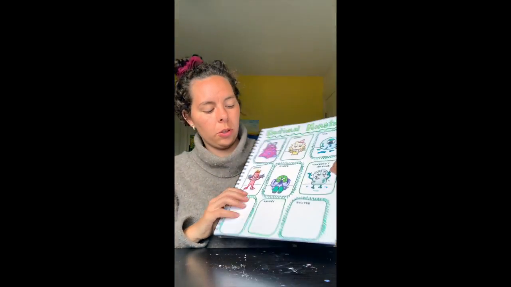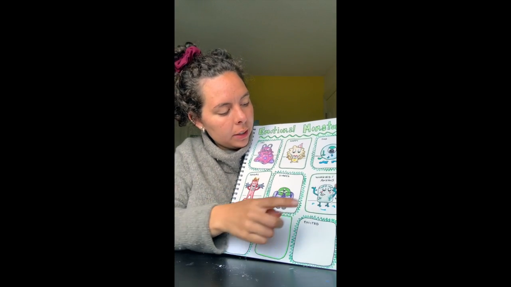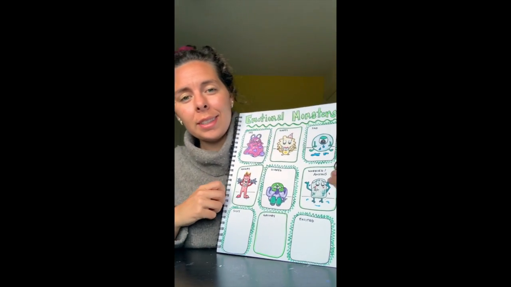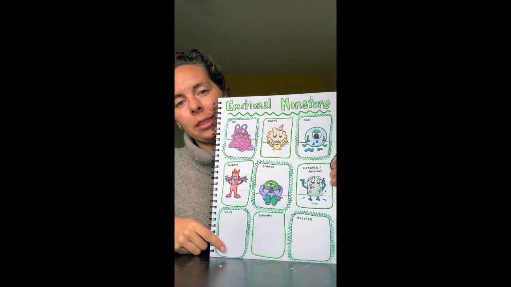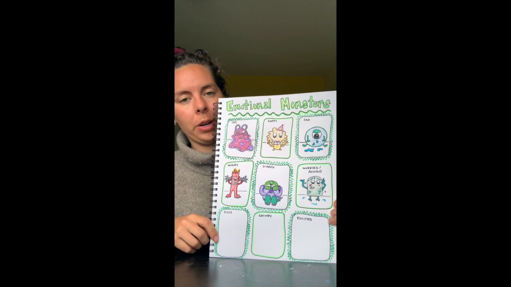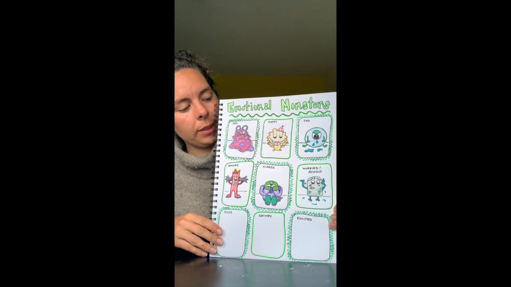Okay, so our next three are done. So we just finished doing angry, scared, and worried or anxious. And so now we're on to our last three emotional monsters. The first one of this row that we're going to do is silly. Okay, so anything that represents silly to you can be recreated in this monster.